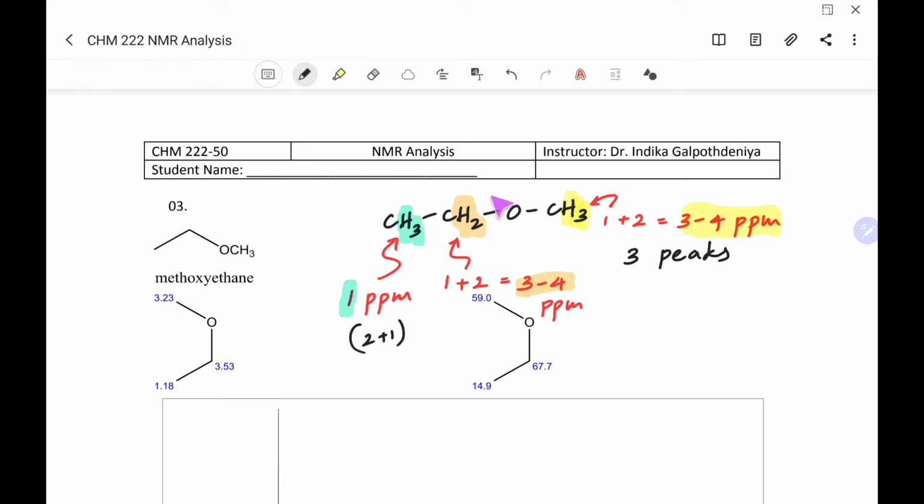The CH2 hydrogens have 3 hydrogen neighbors. So according to the n plus 1 rule, the splitting pattern will be 3 plus 1, a quartet. And finally, these hydrogens are separated from the other hydrogens by this oxygen, so you don't have any neighbor hydrogens for these hydrogens. So you can say that this should be a singlet.